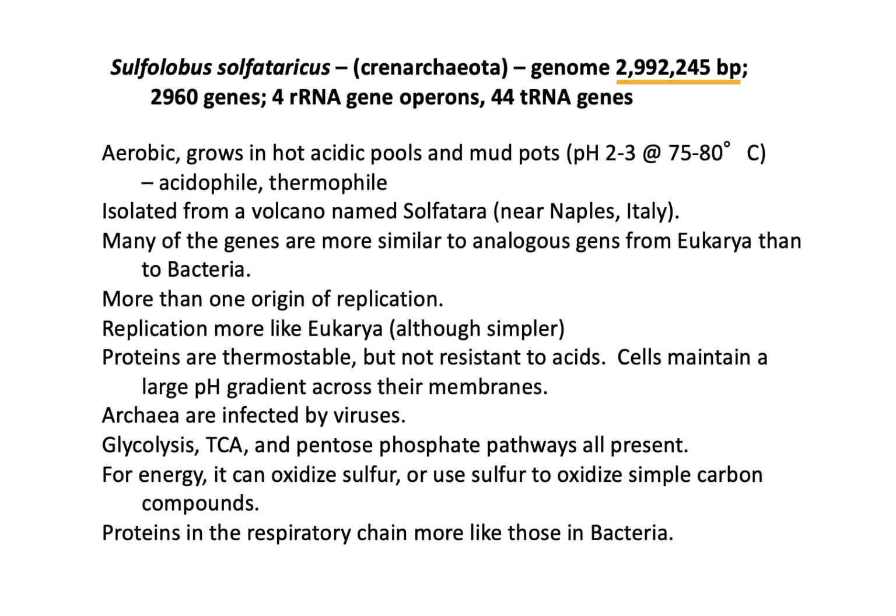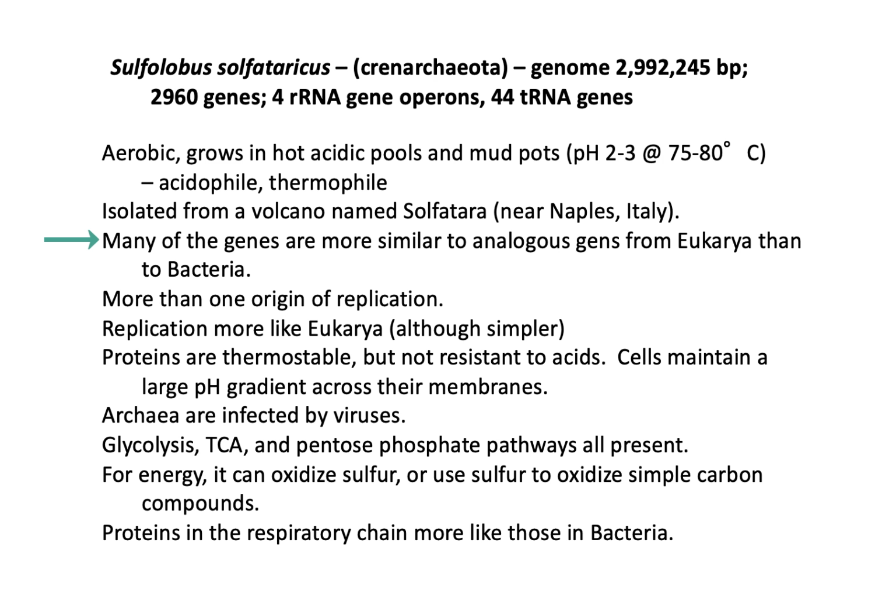It's about 3 million base pairs, almost 3,000 genes, 4 ribosomal RNA gene operons, and 44 tRNAs. It's aerobic and grows in these hot acidic pools and mud pots where the pH is around 2 to 3 and the temperature is between 75 and 80 degrees centigrade. So this one's an acidophile and a thermophile, isolated from this volcano named Solfatara near Naples, Italy.